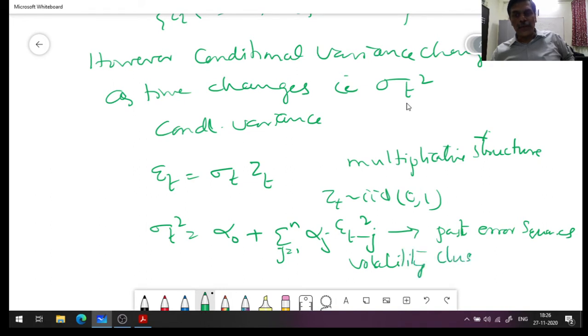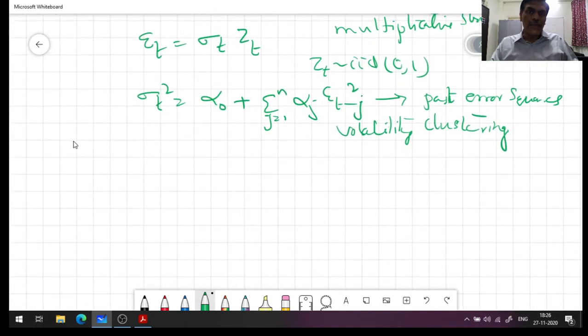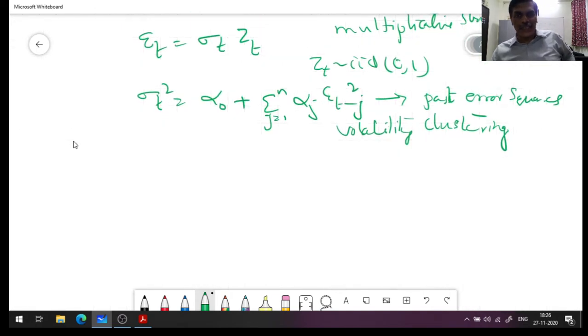Now you may ask the question here: why should it be specified in this manner? You can have another specification. I went for squares because we want this to be positive. So naturally we get some conditions that alpha naught is strictly greater than 0 and alpha j is greater than or equal to 0 for all j equal to 1, 2, etc.